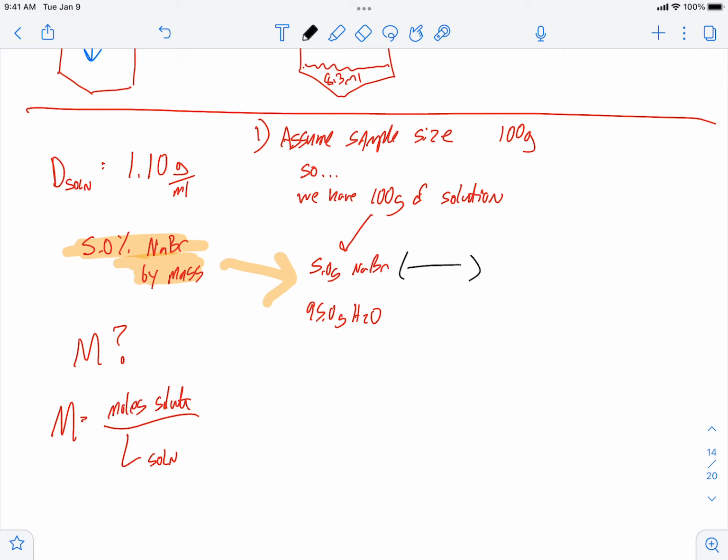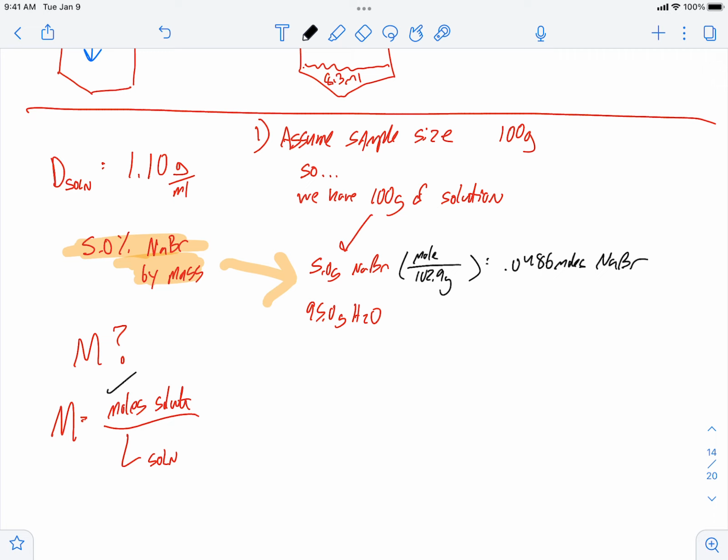All right, so 79.9 plus 23. So our molar mass of sodium bromide, we'll have to divide this by 102.9 grams. Okay, and that's going to be 0.0486 moles of NaBr. Okay, so we have the moles now.